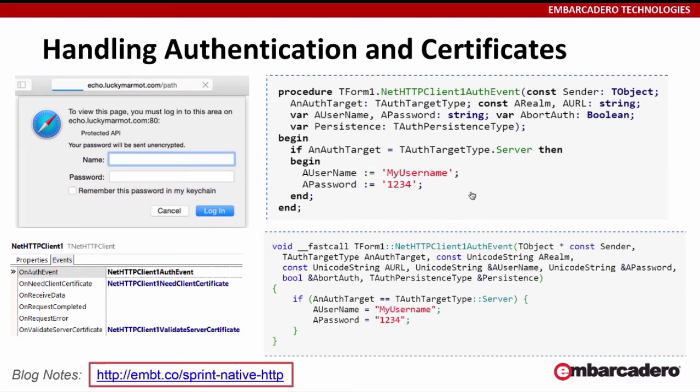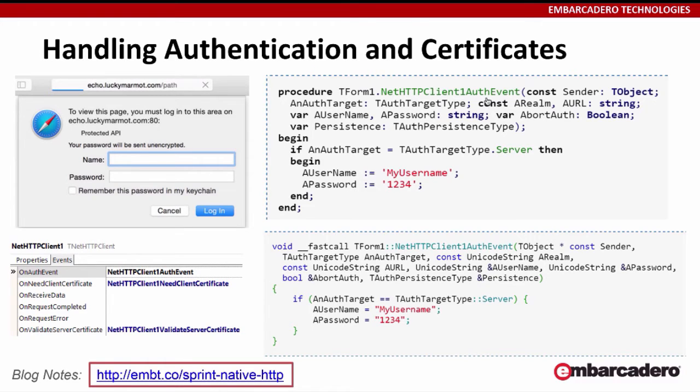And like we see in the code here for Object Pascal and C++, to submit your access credentials, you provide an event handler for this event. If the value of the second parameter that the event handler receives, AuthTarget, is TAuthTargetType.Server, then you fill in the AUserName and the APassword variables with your username and password for HTTP access.